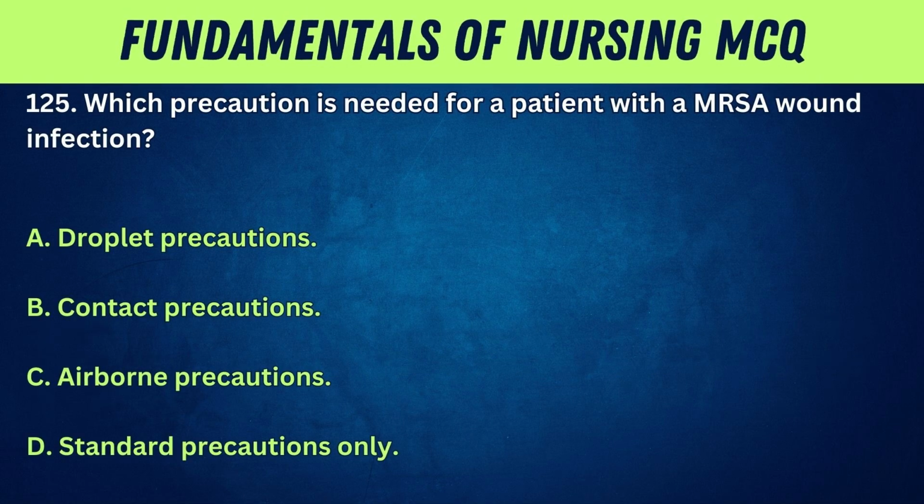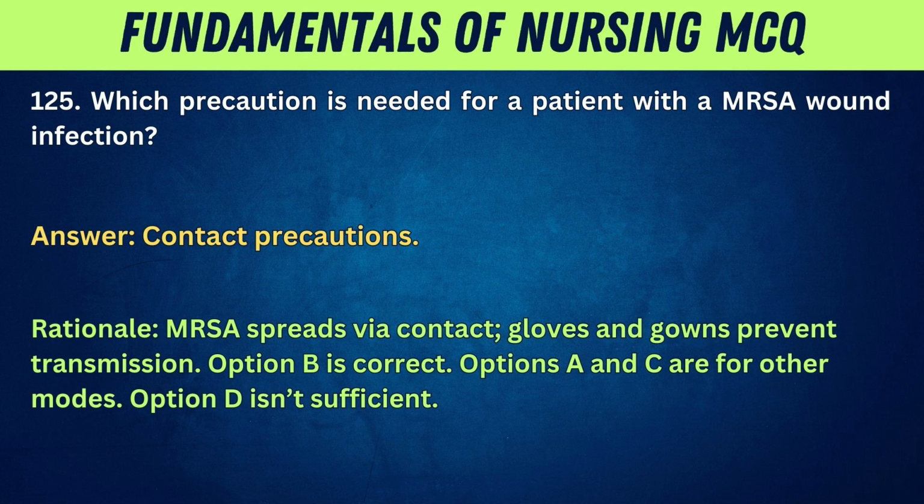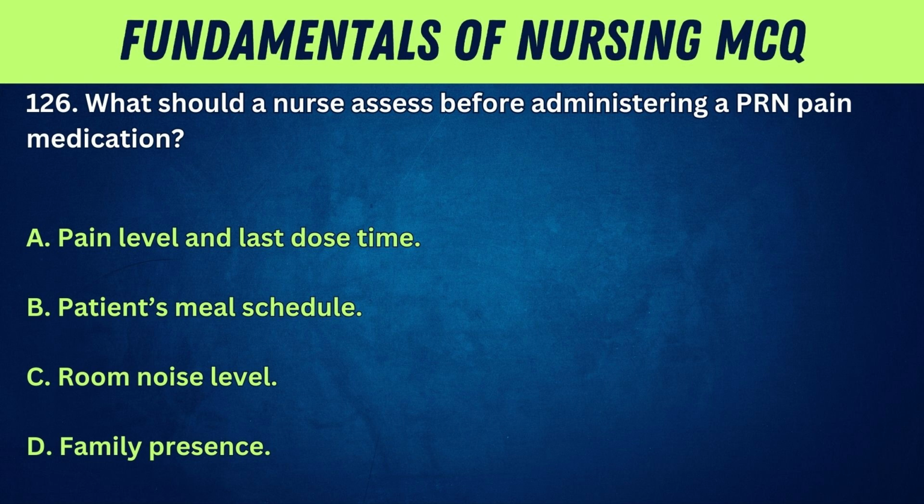125. Which precaution is needed for a patient with a MRSA wound infection? A. Droplet precautions. B. Contact precautions. C. Airborne precautions. D. Standard precautions only. Answer: contact precautions. Rationale: MRSA spreads via contact. Gloves and gowns prevent transmission. Option B is correct. Options A and C are for other modes. Option D is insufficient.